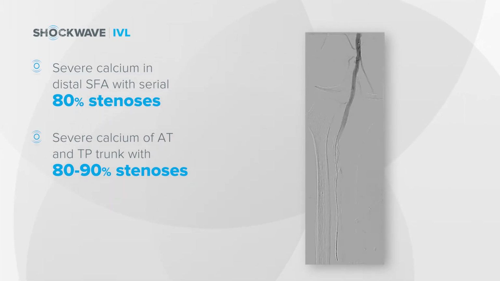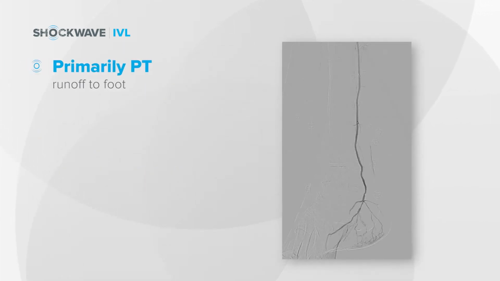And again, this is a subtracted image, but you can see the bulky calcification extending down through this tibioperoneal trunk and into the origin of the anterior tibial and posterior tibial arteries. The runoff in this patient's case was actually primarily via the posterior tibial. This appeared to be the dominant vessel that gave branches to the medial and lateral plantars.